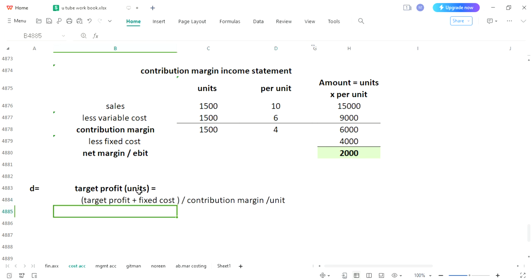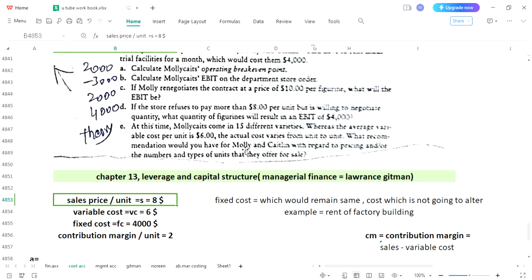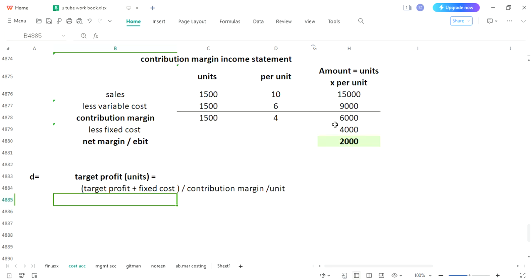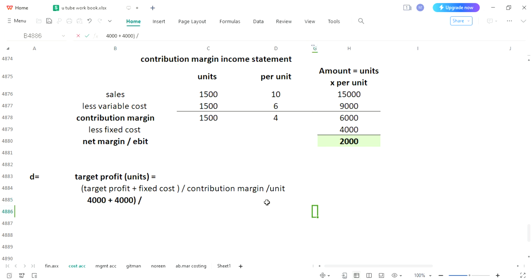We can also calculate target profit sales or amount. Okay, now let's put in the amounts. Target profit is given in your question. They want to earn $4,000 EBIT. Target profit $4,000, so put $4,000 over here and follow the above formula. You need to add your fixed cost, and fixed cost is mentioned as 4,000 in the question. Put 4,000 beside it. You need to have contribution margin per unit, and this would be calculated over here.